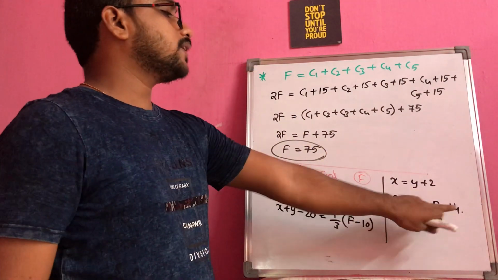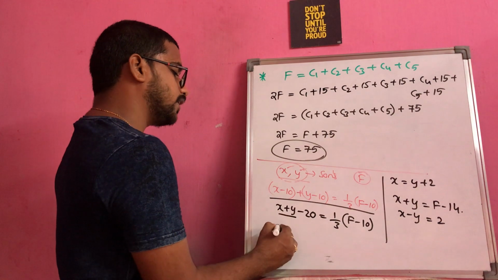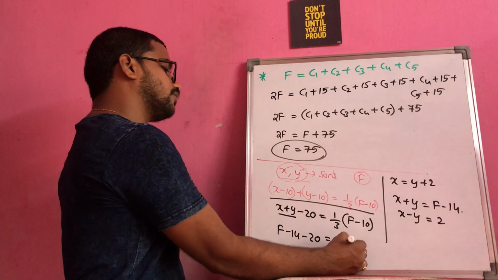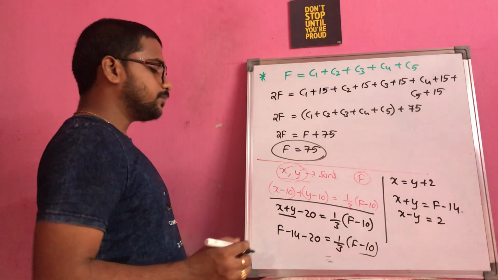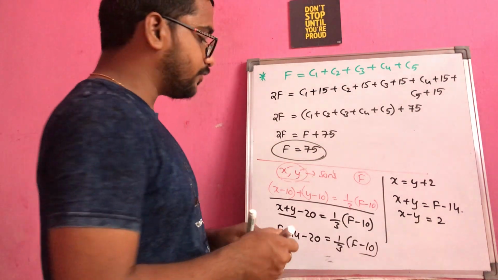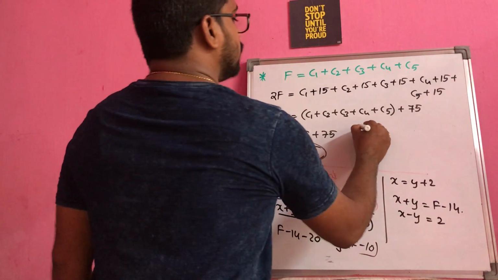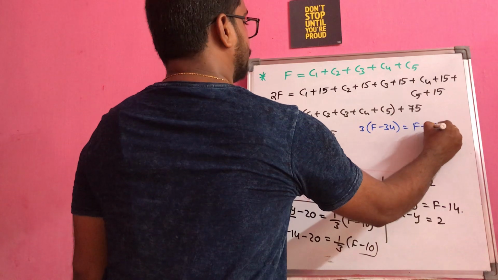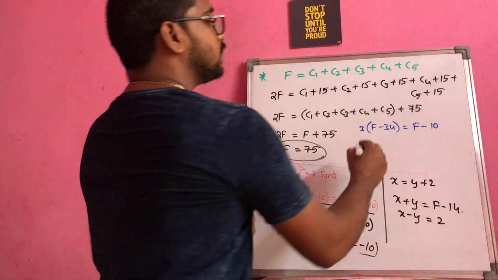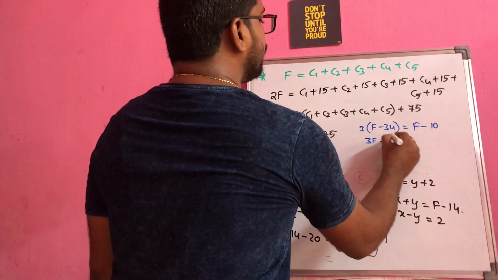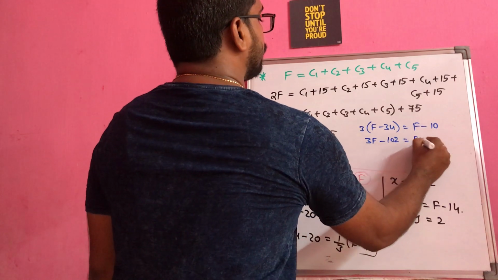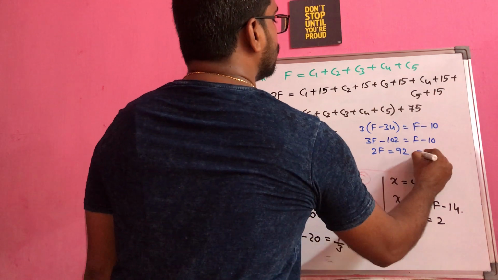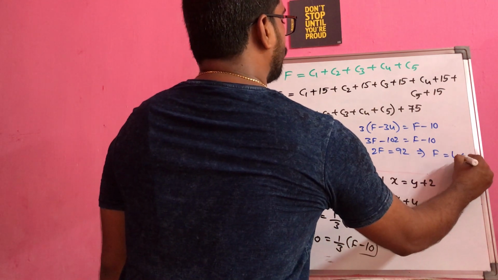First of all, X plus Y is equal to F minus 14. I will substitute that here. F minus 14 minus 20 is equal to 1/3 of F minus 10. Simplify this further: F minus 34, bring this 3 to the other side. 3 times F minus 34 is equal to F minus 10. So this is 3F minus 102 is equal to F minus 10. Bring everything to one side: 2F is equal to 92. So F is equal to 46 years.